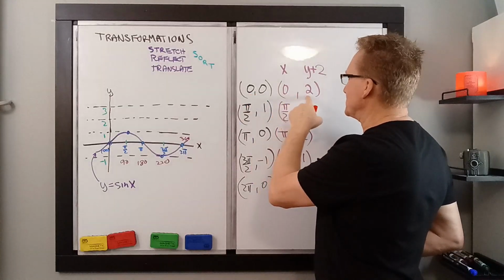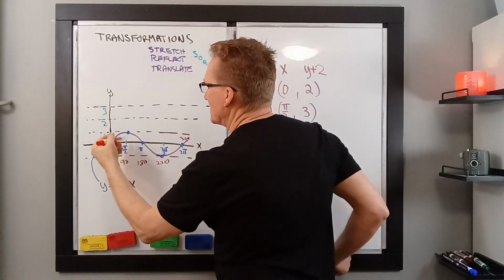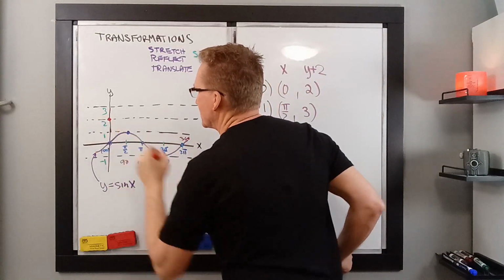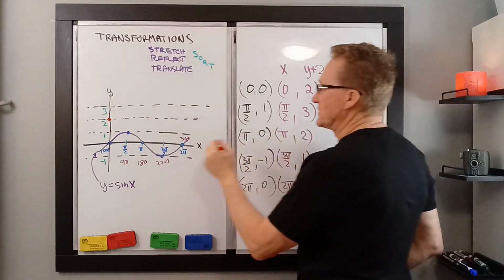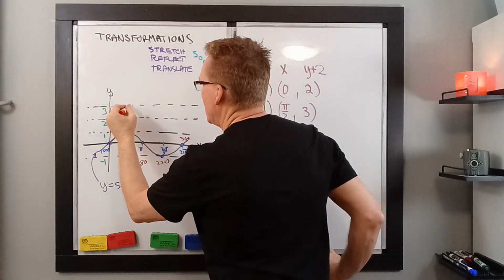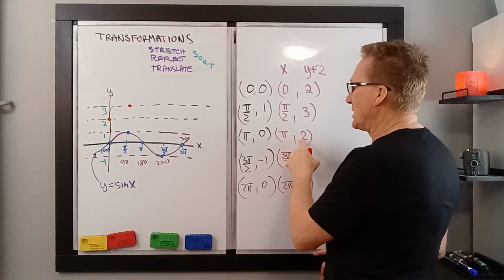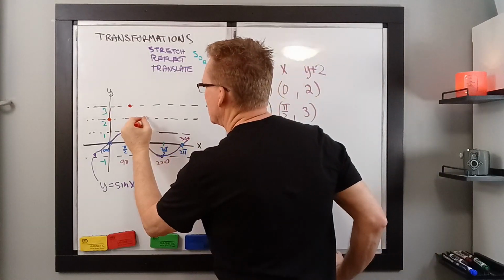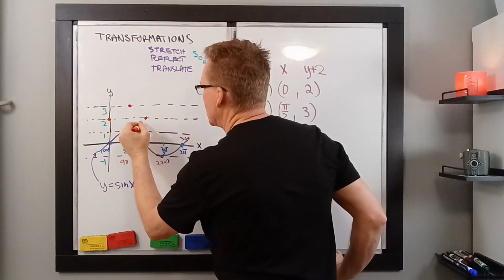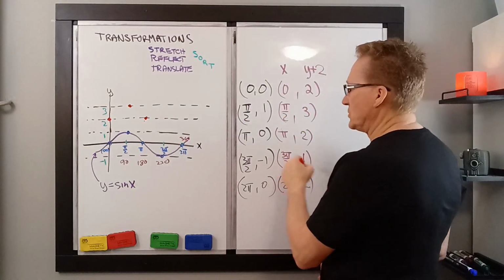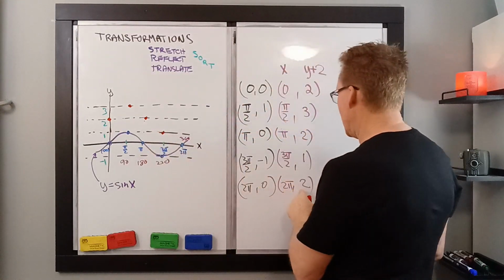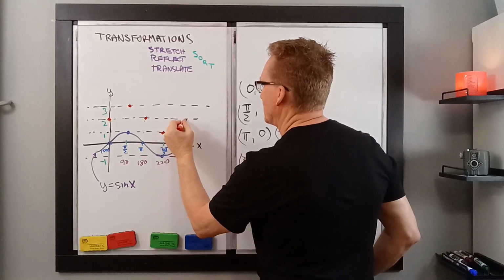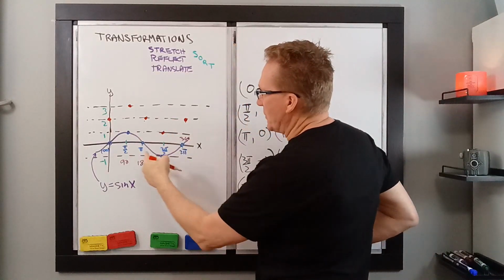0, 0 becomes 0, 2. I'm going to draw them in red so they're nice and bright. Pi over 2, or 90 degrees, becomes 3. There we go. Pi becomes 2 right there. Just move straight up, see? 3 pi over 2 becomes 1. This one becomes 1, way down there. And then this one becomes 2 again, so straight up there. So now we've drawn our different points.